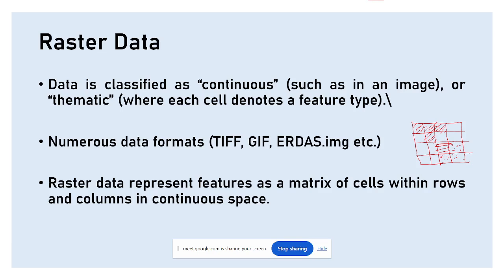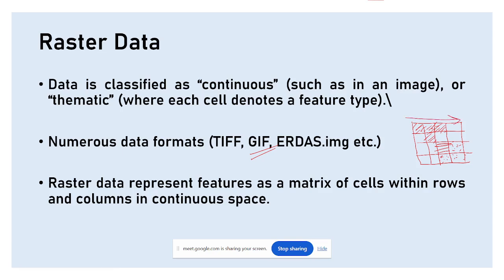So there are numerous data formats like TIFF, GIF, or ERDAS Imagine, etc. You are familiar with these, especially GIF, because we often use it while sending messages to our friends or colleagues. So there are different data formats. Raster data represent features as a matrix of cells within rows and columns in a continuous space. The same thing that I was trying to convey.